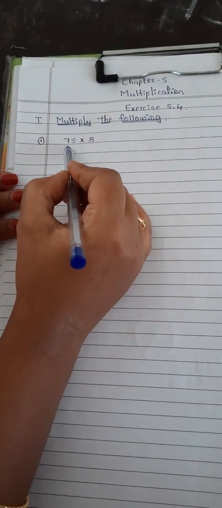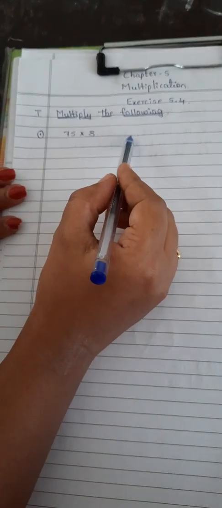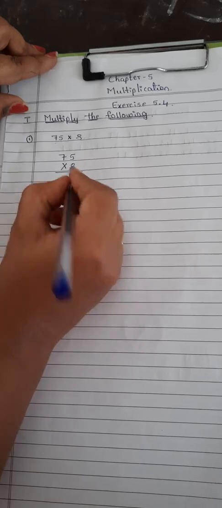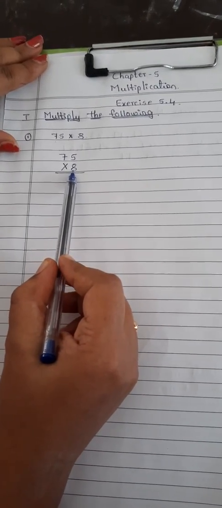Here the first question is 75 into 8. The first number is called the multiplicand. The second number is called the multiplier. Then the answer is called the product. So first we write 75 into 8. 8 is there, no? So write 8.